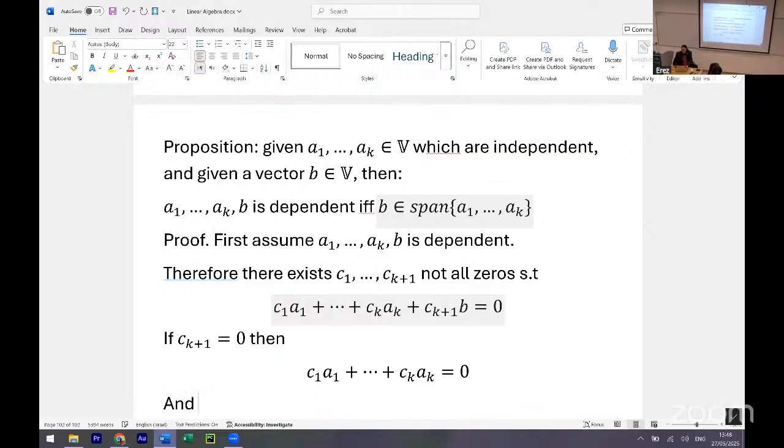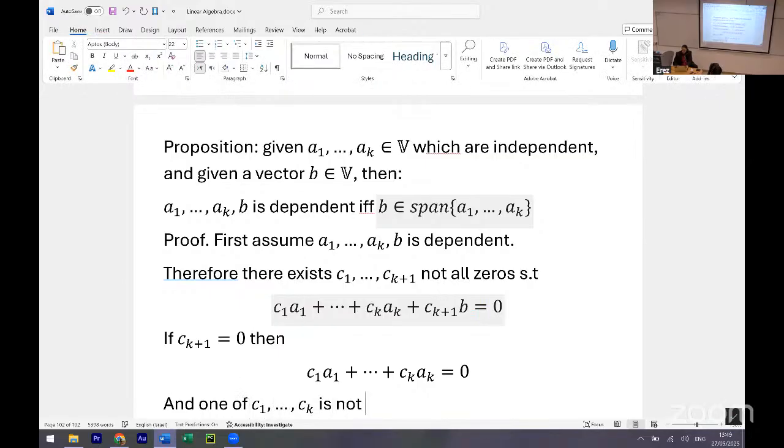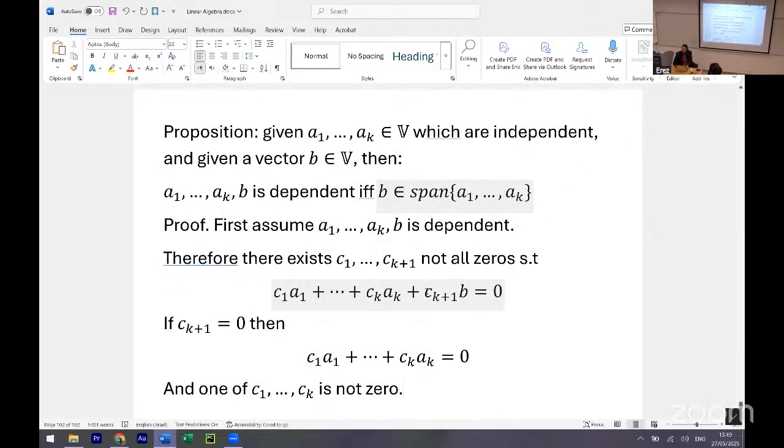And one of C1 to CK is not 0. Agreed? Because not all the scalars are 0. We assume that this one is 0, so the non-zero one must be one of these. Agreed?